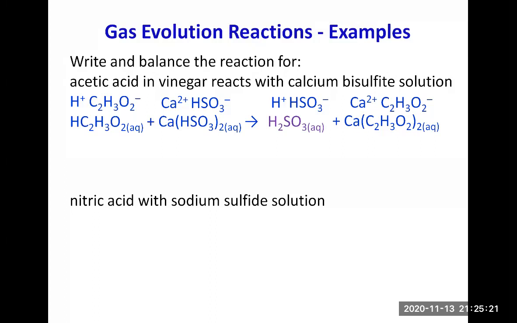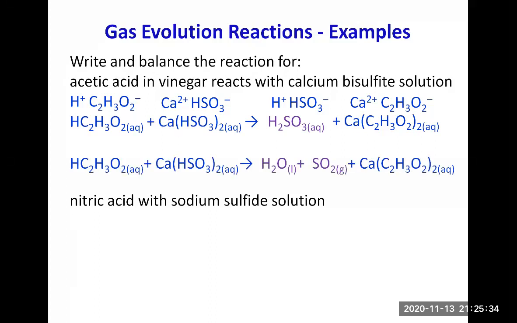Now, you should have recognized that H2SO3 is one of those acids that is unstable and decomposes into H2O and SO2, the gas SO2, sulfur dioxide. So you rewrite the equation by changing only the H2SO3 into water, liquid, plus SO2, a gas. SO2 is a gas, and that's why it's a gas evolution reaction.